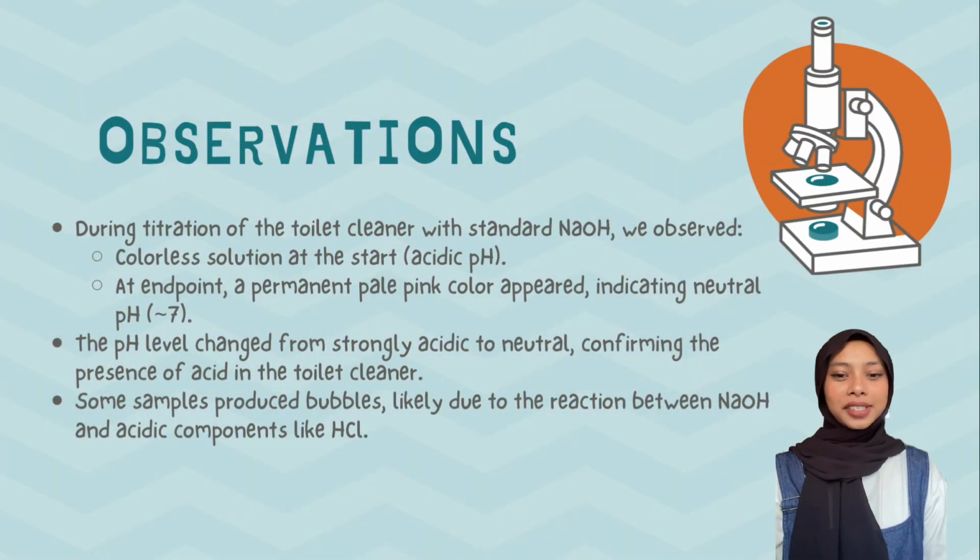During the titration, we observe a colorless solution at the start, but at the end point, a permanent pale pink color appears, indicating the neutral pH. The pH level changed from strongly acidic to neutral, confirming the presence of acid in the toilet cleaner. Some samples produce bubbles due to the reaction between NaOH and acidic component like HCl.